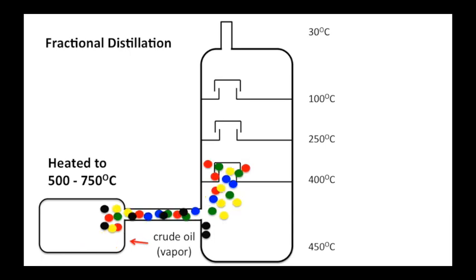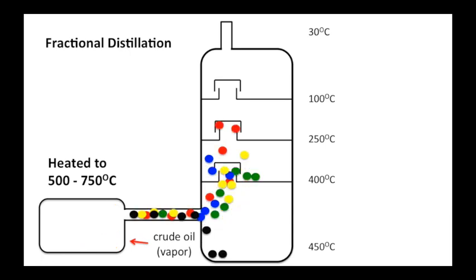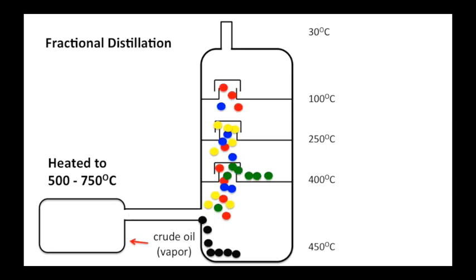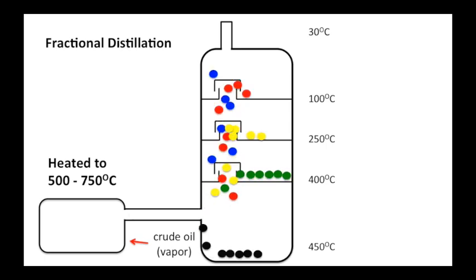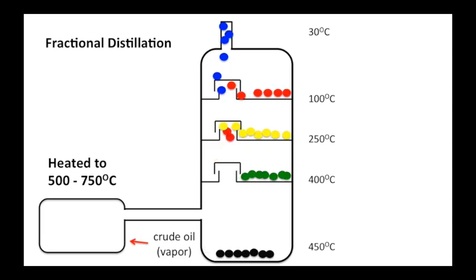As these vapors rise, they have condensation points. So the green ones, or longer chain ones, are condensing at 400. The yellow ones are condensing at 250, for an example. And the red ones are condensing at 100. The blue ones never do condense, they stay gas. And the black ones never really boil, they stayed liquid. Okay? So, we have now just separated all of the parts of that crude oil into their fractions. We've distilled them, we've boiled them and condensed them and basically purified them.